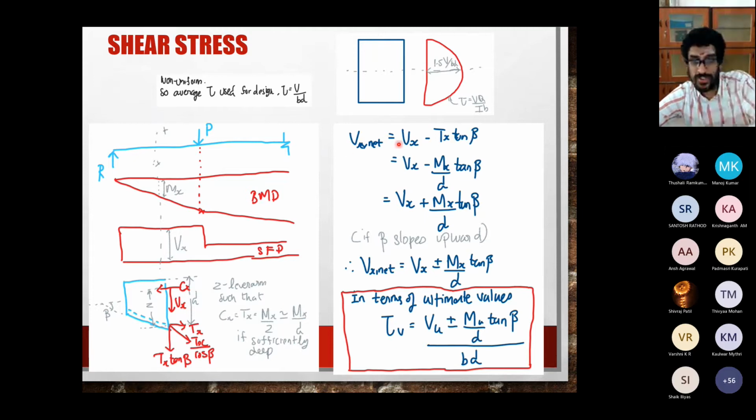The net shear force is Vx minus Tx tan beta, and instead of Tx you substitute Mx by d and you get all this. Okay, and if beta is sloping upward, then you use a plus sign. If beta slopes downward, you use a minus sign. And this is the net shear force. If you want the shear stress, you just divide the thing by the area of cross section, bd.